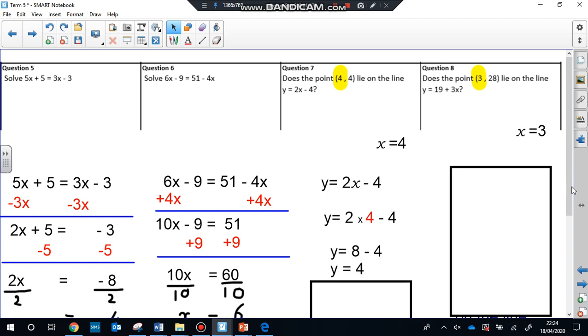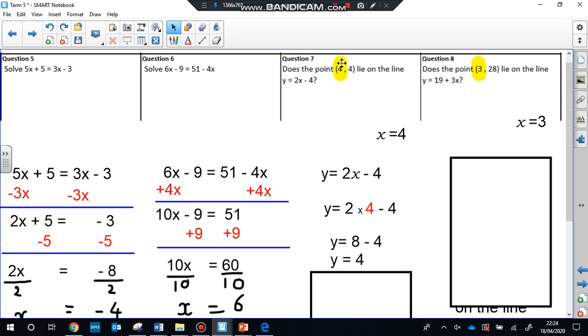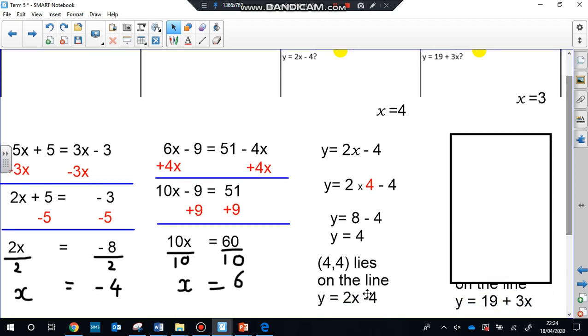Okay, so the coordinate would be x equals 4, and then it says y equals 4. So what I can write now to finish this question off is that yes, (4, 4), x equals 4, y equals 4, does lie on that line. If y had come out as a different number, then (4, 4) wouldn't be on that line. But as we can see, when x is 4, y is 4, so therefore (4, 4) lies on that line, y equals 2x minus 4.